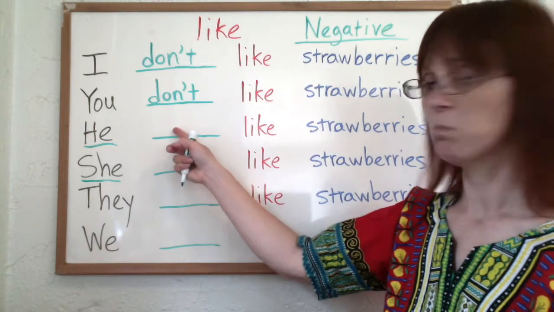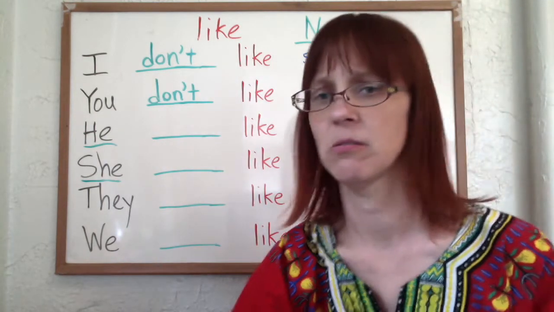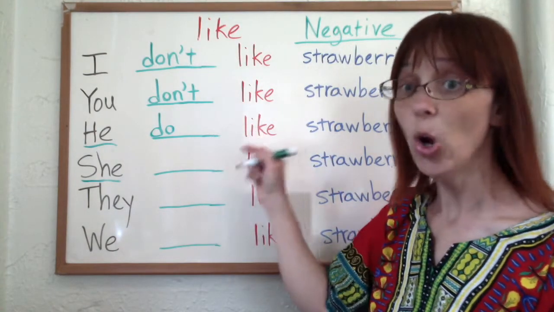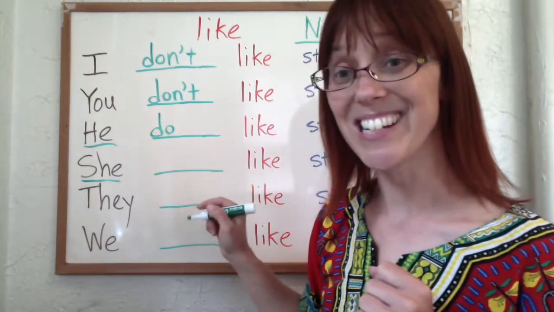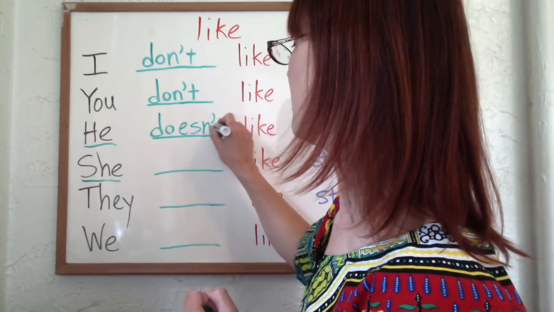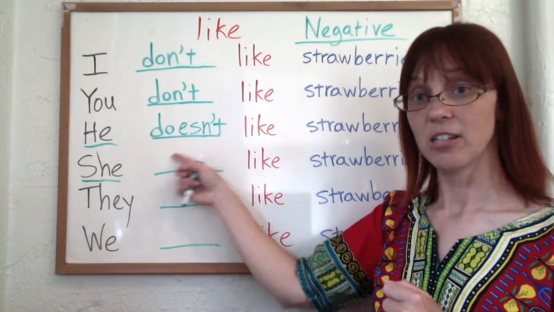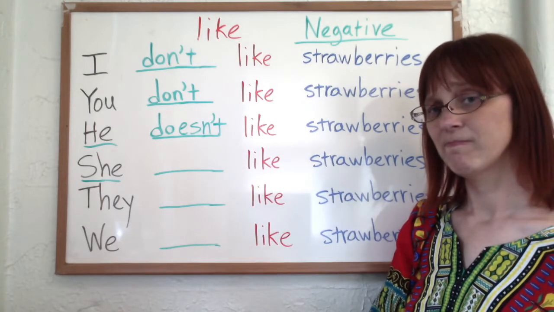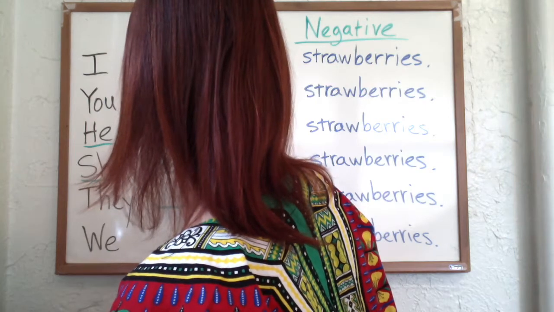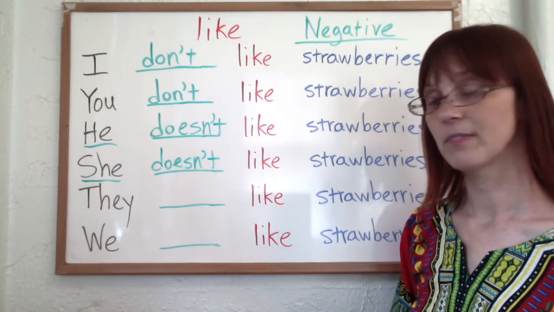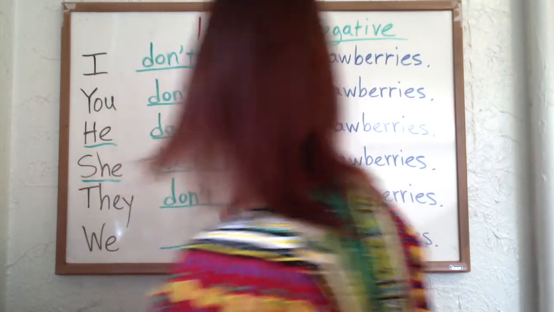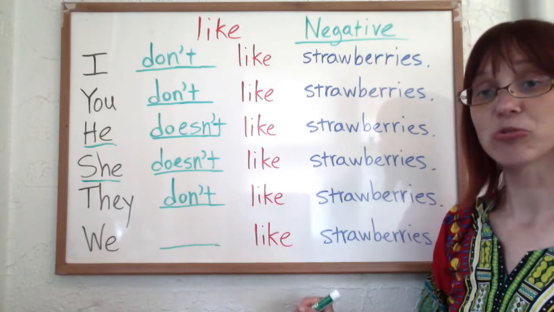He don't like strawberries, right? Don't. D-O-N apostrophe T. No, it changes. He doesn't like strawberries. So that's D-O-E-S-N apostrophe T. So remember, for he and she, it changes. He doesn't like strawberries. She doesn't like strawberries. They don't like strawberries. We don't like strawberries.